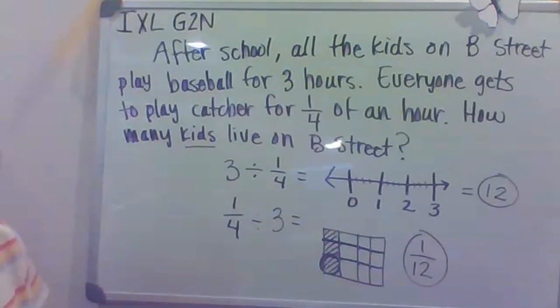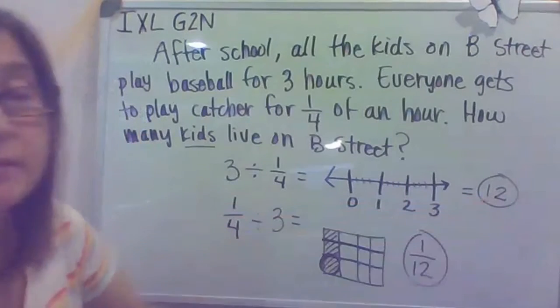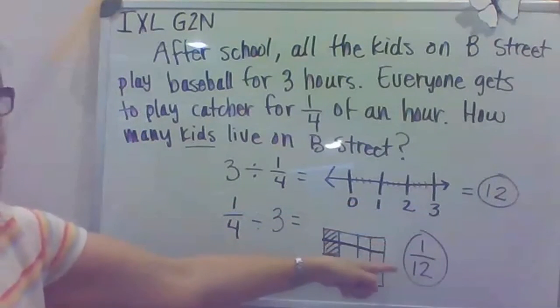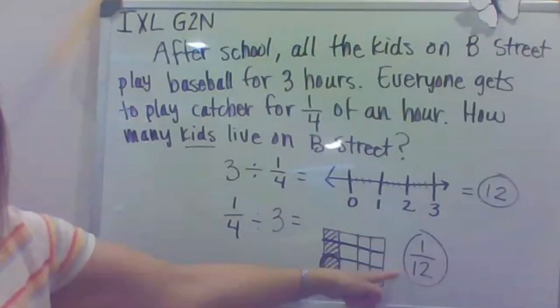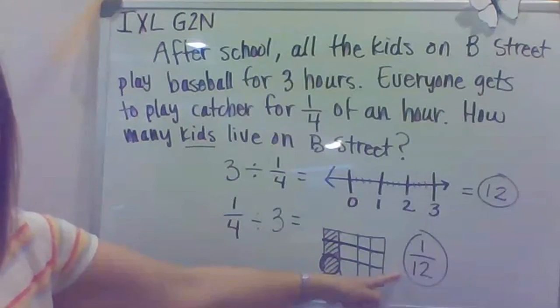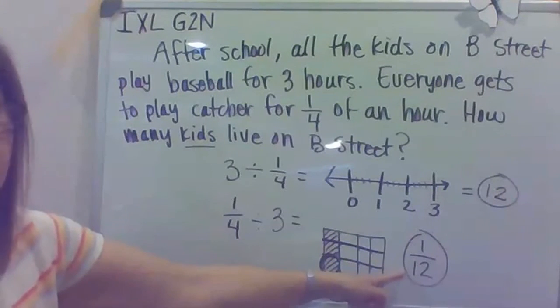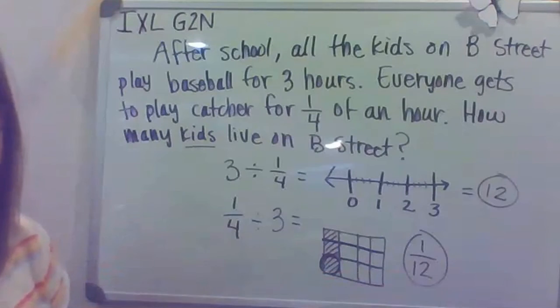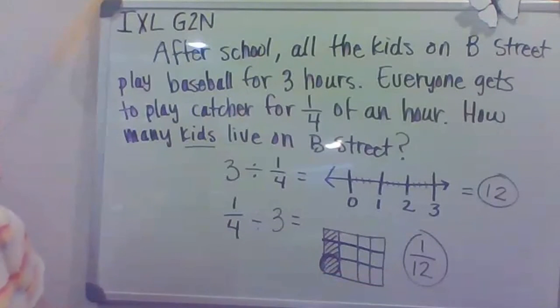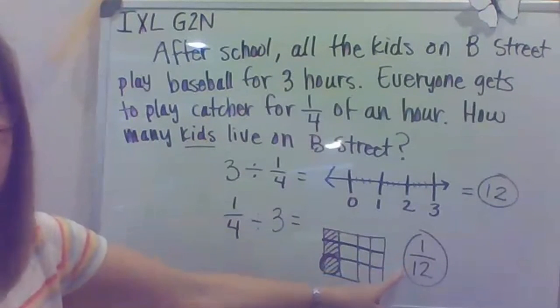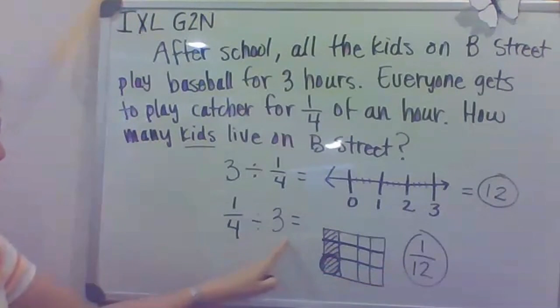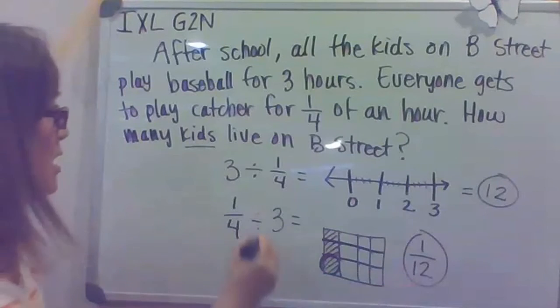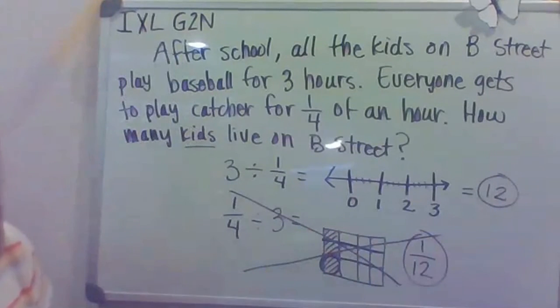Think that through logically. Would there be 12 kids that live on that B Street? Or 1/12 of a kid? Think about this unit fraction. This is a fractional amount. Is it more than 1 or less than 1? 1/12. This is less than 1. It means it's not even one full kid. So could this be a reasonable answer? Would this be my equation that I would solve with this model and get this answer? Hopefully you can say no, that would be incorrect.